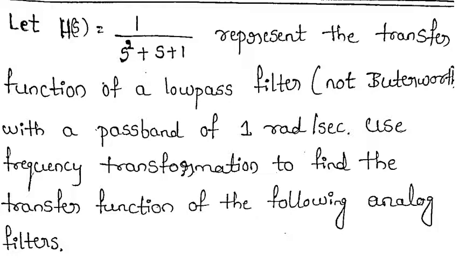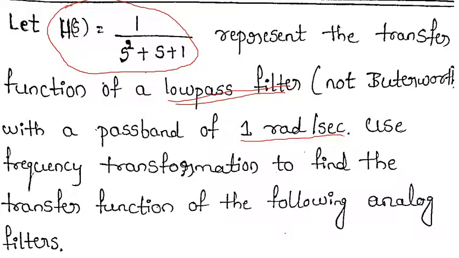Let us start with a numerical. The question is displayed on your screen, which reads as: let H(s) represent the transfer function of a low pass filter, not Butterworth. And this low pass filter has a passband of 1 radian per second.